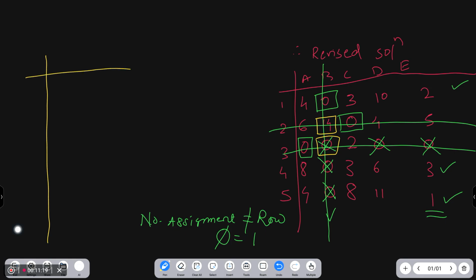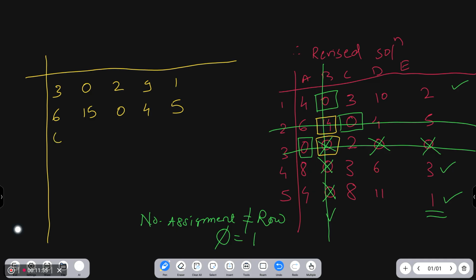So you have to note the revised solution. Now what is the value of theta? It is 1. 4 minus 1 is 3. There will be no change in the 0. 2 minus 1 is 2. 3 minus 1 is 2. 10 minus 1 is 9. And 2 minus 1 is again 1. Now 6 will remain as it is. But at the intersection, 14 becomes 15. Then 0, then 4, then 5 will remain as it is.